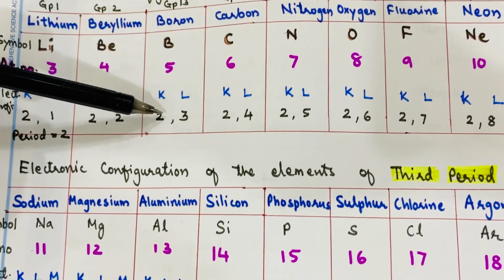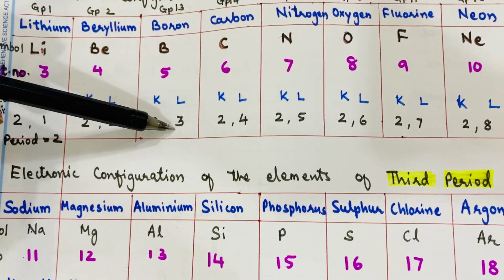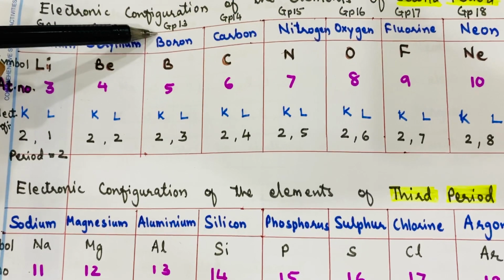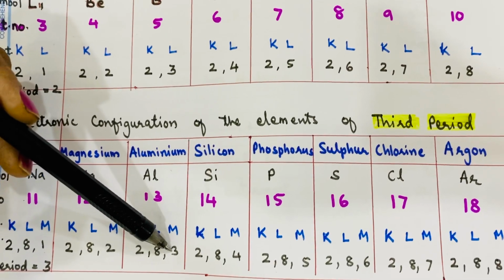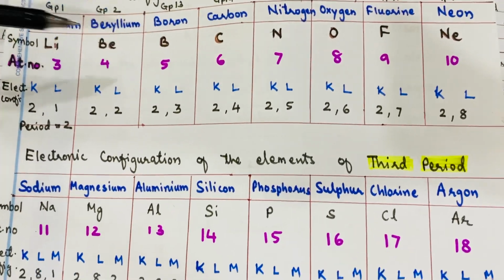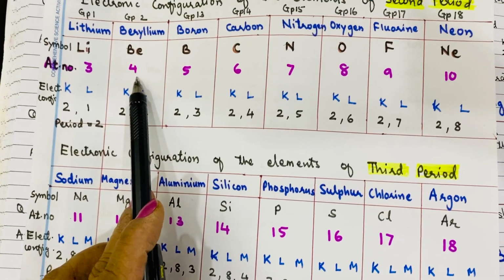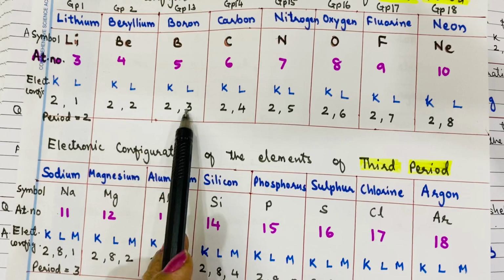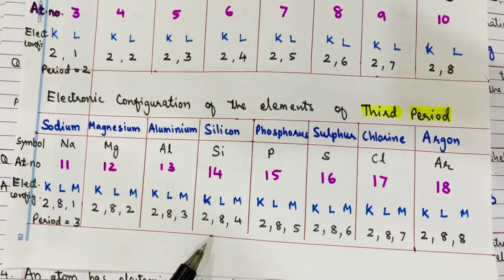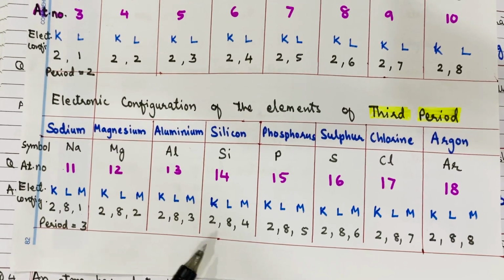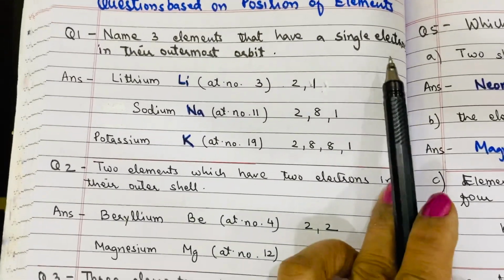Next element is boron, atomic number 5, electronic configuration 2, 3. If it has 3 electrons in its outermost orbit, then it belongs to group 13. Similarly, aluminium, atomic number 13, having 3 electrons in its outermost orbit, belongs to group 13. In this similar manner, you should learn all these elements with their atomic numbers and electronic configurations, and then only will you be able to solve questions related to the position of elements in the periodic table.